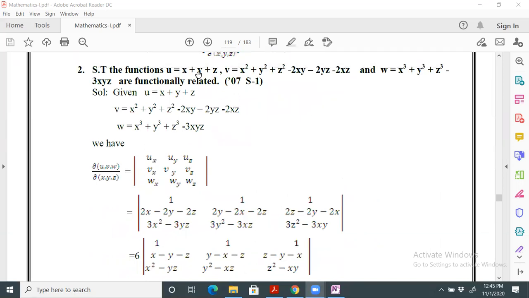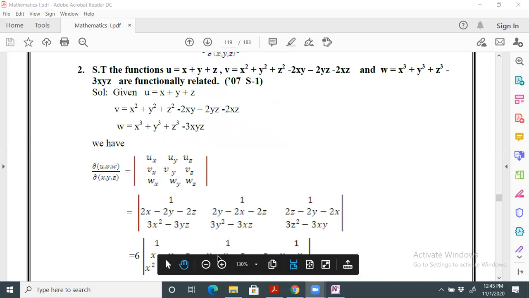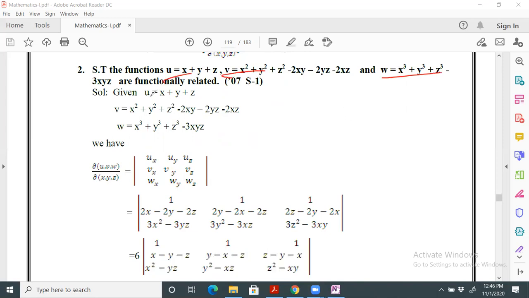equals x plus y plus z, v is equal to x square plus y square plus z square minus 2xyz, minus 2xy minus 2yz minus 2zx, then we have to show that, okay, u is given, v is given, w is also given. From these three functions, we have to show that they are functionally related. Functionally related is nothing but Jacobian of u, v, w with respect to x, y, z. This value we have to show is equal to 0. If it is 0, then only we can say they are functionally related or functionally dependent.